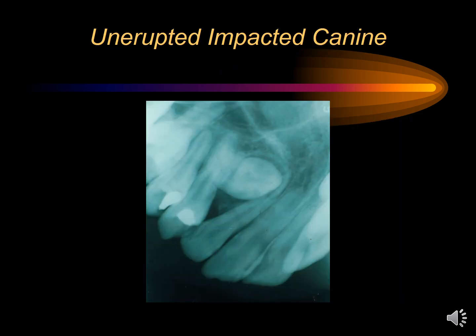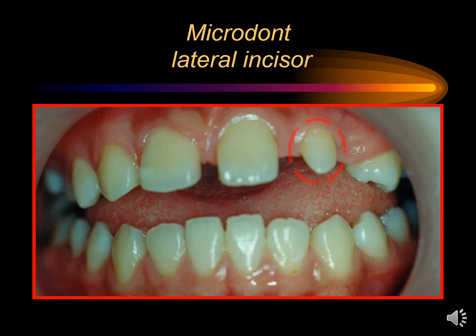Now, this is an upper anterior occlusal, showing another view of an unerupted impacted canine. Okay, here we see a microdont lateral incisor and the permanent canine on the same side is absent.